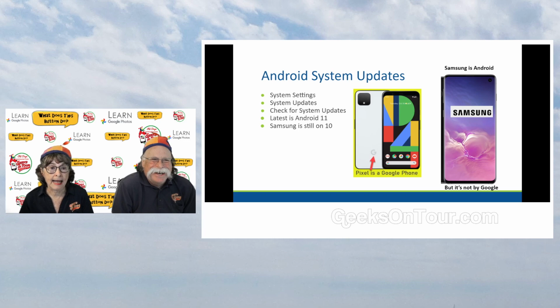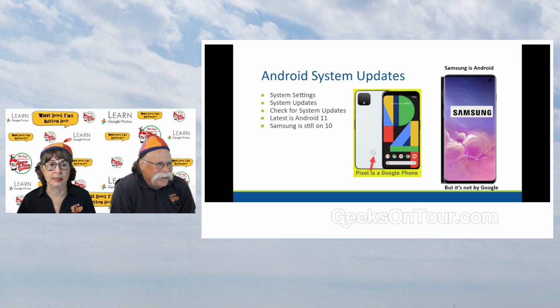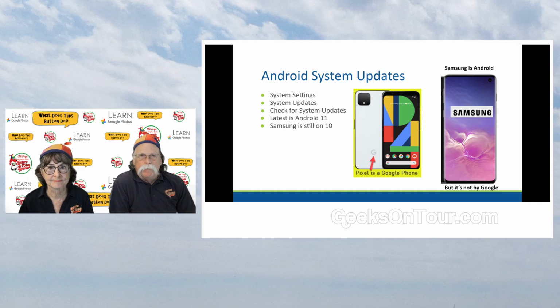Okay. So Android just released Android 11 this week, and Jim has it on his Pixel. And why is that? It just happened really right away. Well, I have a Google phone. The Pixel is a Google phone, and my service is through Google.